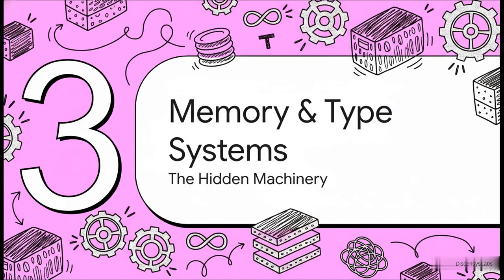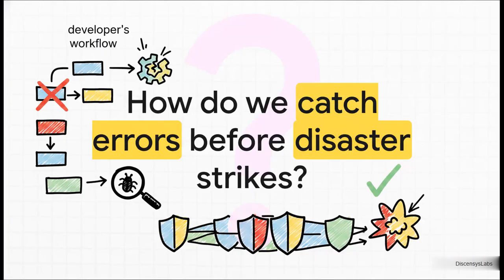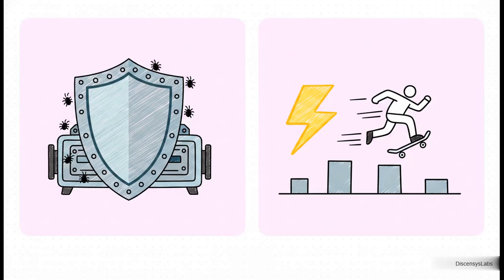Section 3. Memory and type systems, the hidden machinery. Now we hit the language architect's ultimate dilemma. How on earth do we catch errors before they cause an absolute disaster in production? This creates a massive architectural conflict. Do you enforce strict safety up front with static typing? That's basically building a fortress against errors before the program even runs.